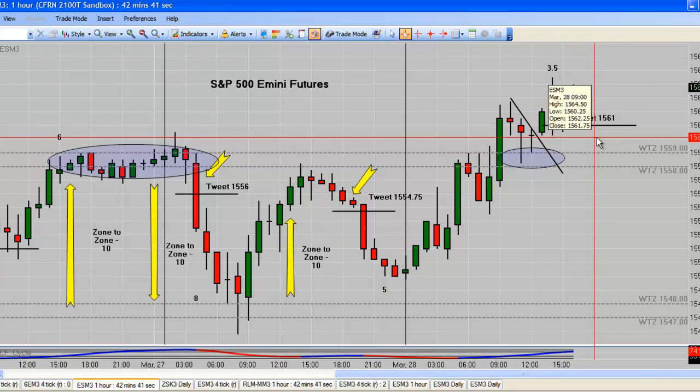This was going into the close Thursday afternoon before Good Friday. I said, consider being long above 1561. I also said, we're going to be taking out the all-time high in the cash S&P 500 market. Looks like we're going to close above it. Don't be greedy or something to that effect. I'll show you the tweet here in a minute. And I said, just, you know, get your points and get out. Might we miss a pop?